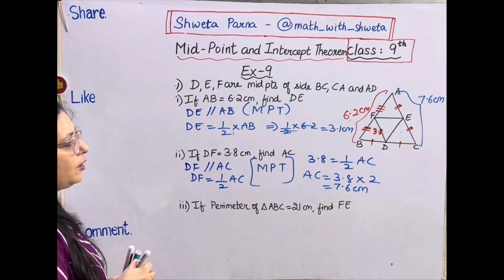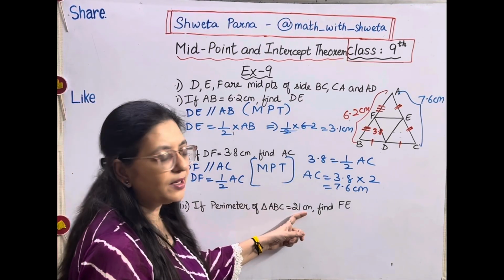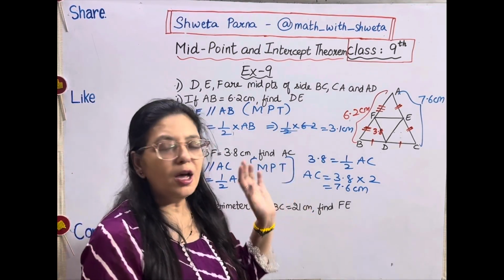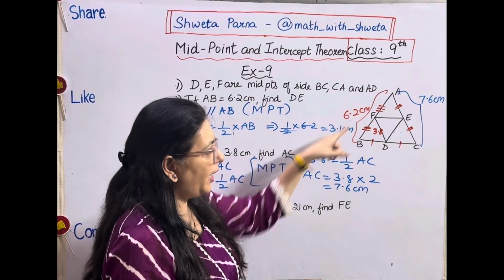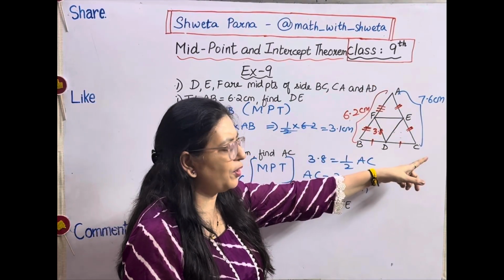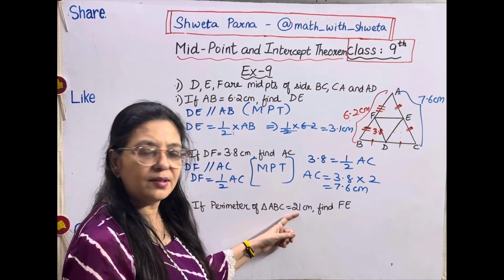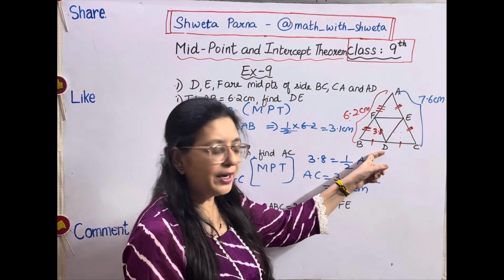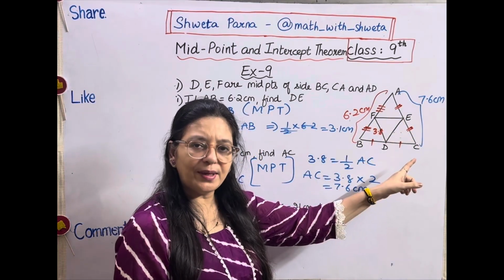Okay. Now the third sub question. The perimeter of triangle ABC is given as 21 centimeter. How do you find the perimeter? Perimeter is the sum of all the sides. AB is given to you, AC we already found out, so BC we can find out since the perimeter is given to us. But after finding BC, what you need to find is FE. So FE would be half of BC, right?